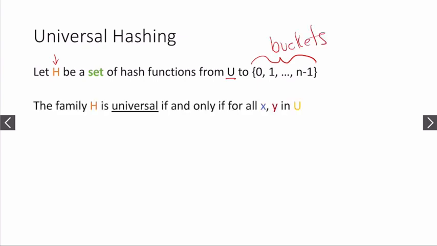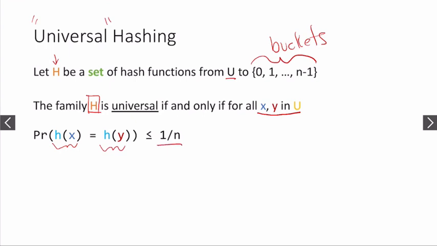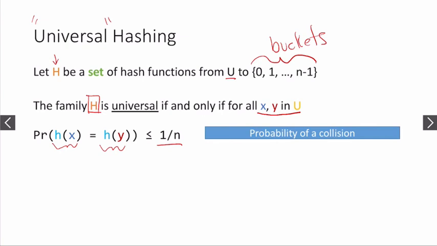We can say that this hash function family is universal. This is where the idea of universal comes from, meaning it's good, it can't easily be hacked. The hash family is universal if and only if for all x and y of the universe, so we're going to pluck out any two x and y values from the universe, the probability for any given hash function of x and y having the same hash value is less than 1 in n. So that's the probability of a collision.